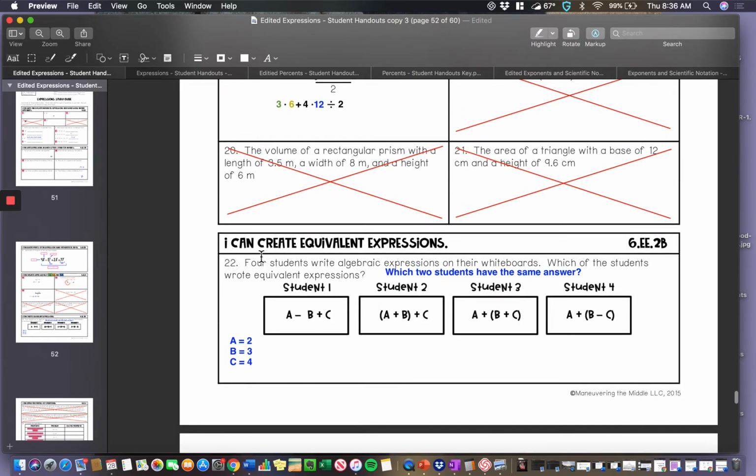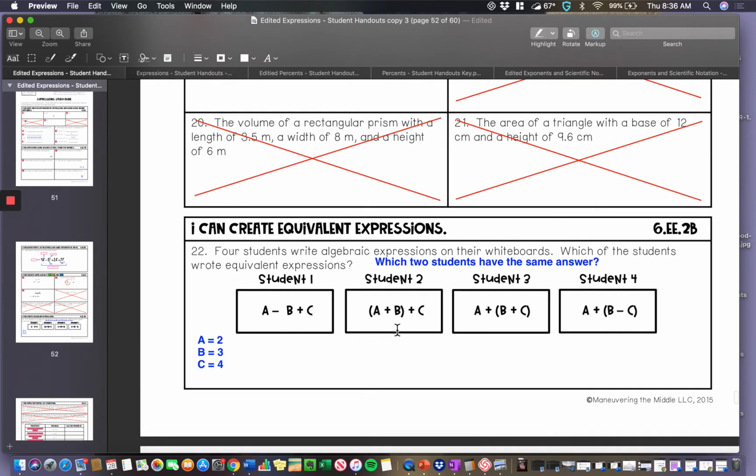On the next box down, it says I can create equivalent expressions. So 22 says 4 students write algebraic expressions on their own whiteboards. Which of the students wrote equivalent expressions? So this one was a little bit hard, but what I like to do with these kinds of problems is assign numbers to the letters or the variables. Another way to think of this is which 2 students have the same answer.